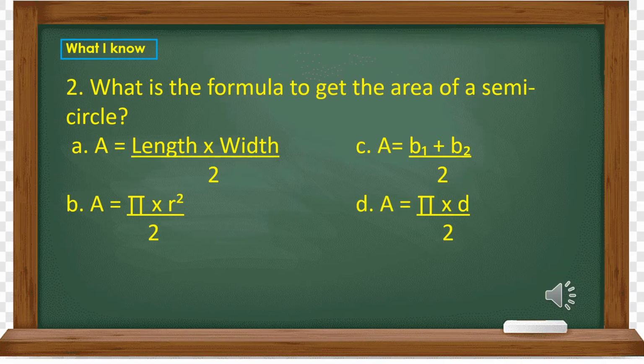Two. What is the formula to get the area of a semicircle? A. Area is equal to length times width divided by 2. B. Area is equal to pi times squared of radius divided by 2. C. Area is equal to b1 plus b2 divided by 2. D. Area is equal to pi times diameter divided by 2.